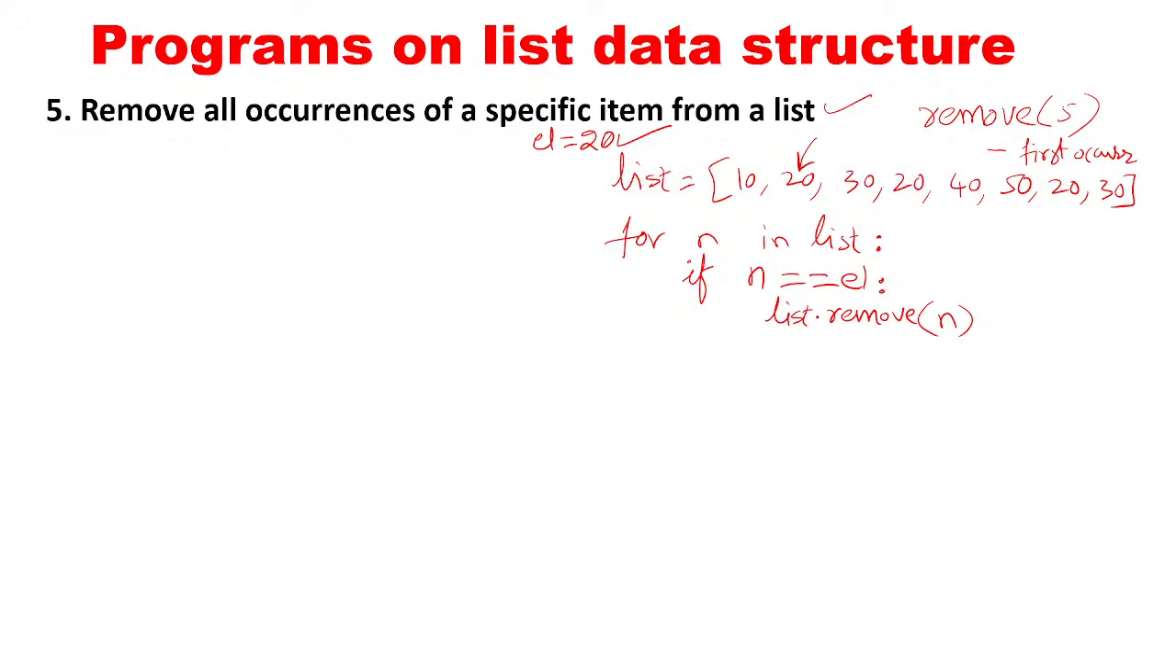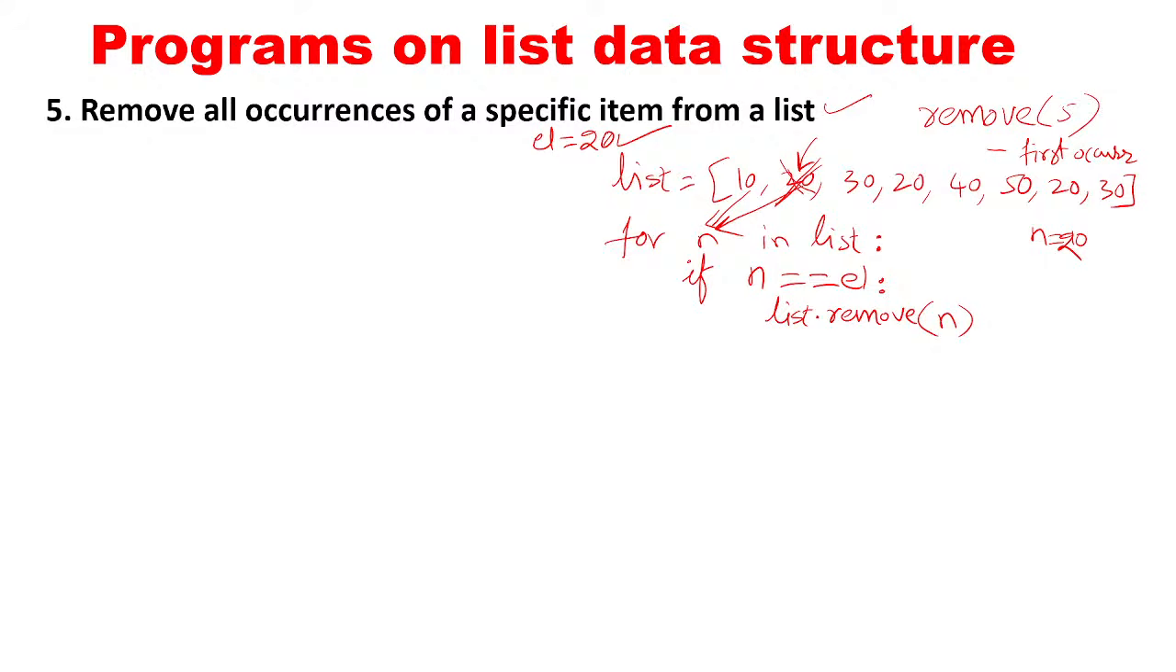After removing n, the list will be updated. After each iteration, let me tell you what happens. First, n gets the value 10. It checks if n is equal to element: is 10 equal to 20? No, so it goes to the next one. This time n is 20. It checks if 20 is equal to 20. Yes, then list.remove(n), so this 20 will be deleted from the list.